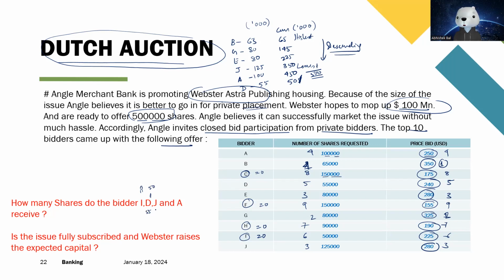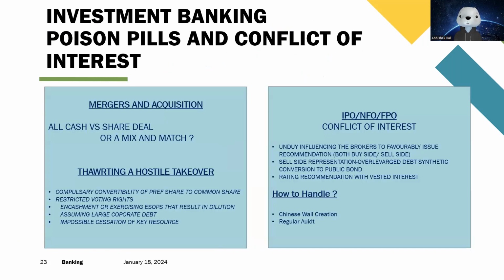J receives the full 125,000 shares it has quoted for, and A also receives the full 100,000 shares that it has quoted for. Is the issue fully subscribed and the issuer raises the expected capital? The answer is yes. It raises the whole capital as it has asked for, and the issue is fully subscribed. All right.